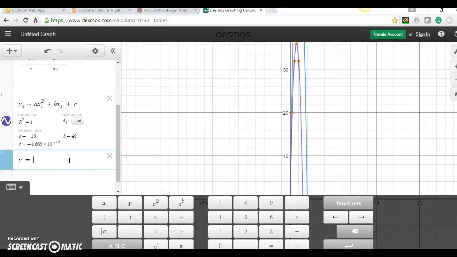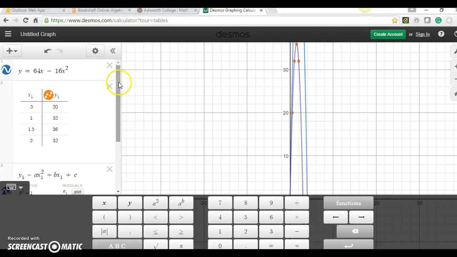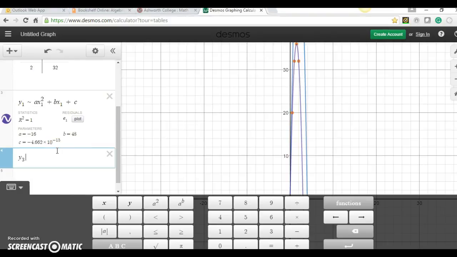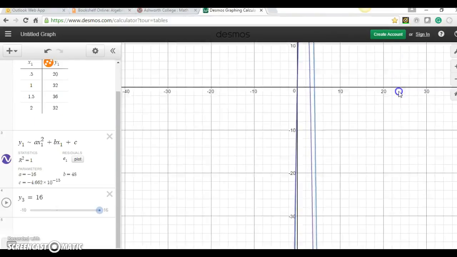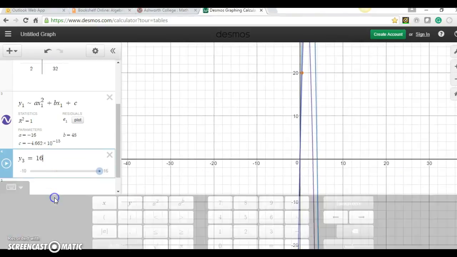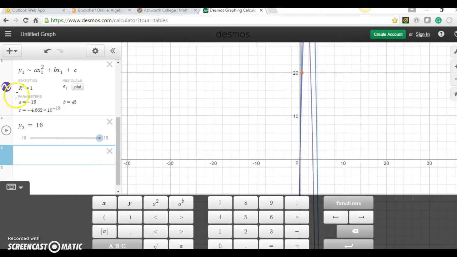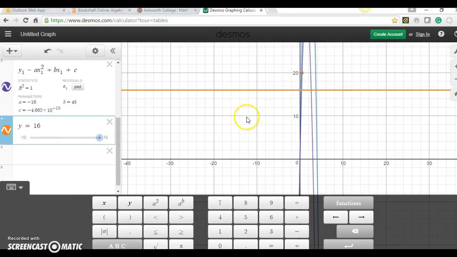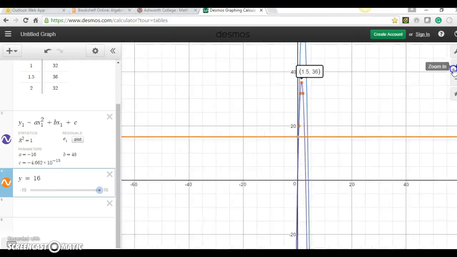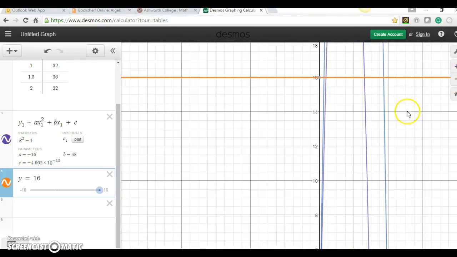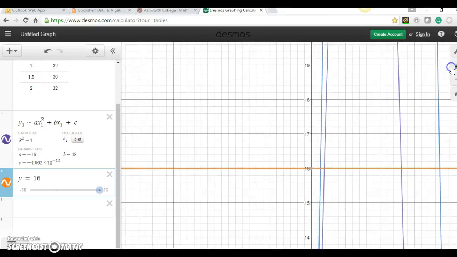And now I'm going to say y equals, this is y1, so I'll call this y3. We'll say it's 16. And so let's see where that line is. Oh, there it is. I don't need a point. So y3 is at 16. I'm going to have to zoom in so I can see where those points are at.